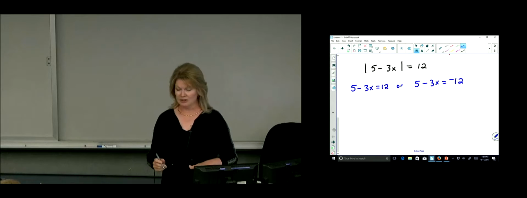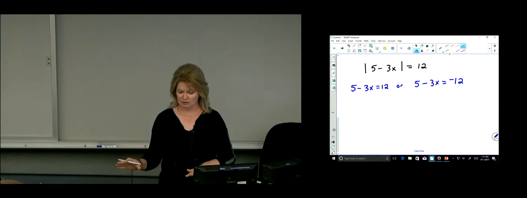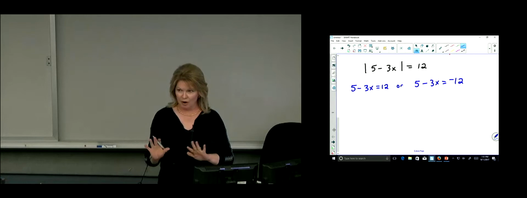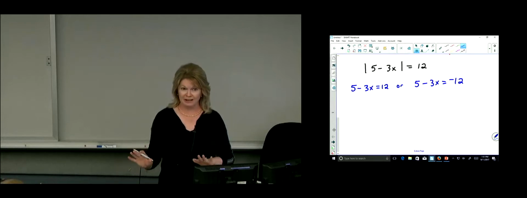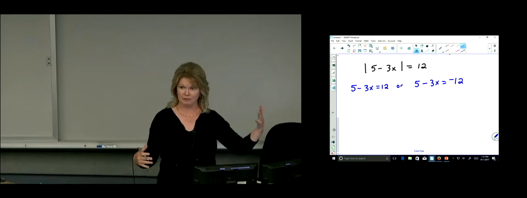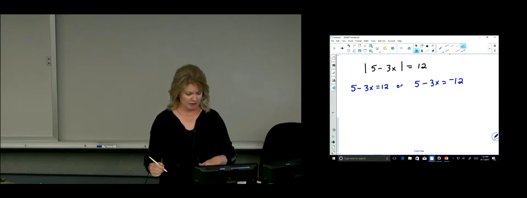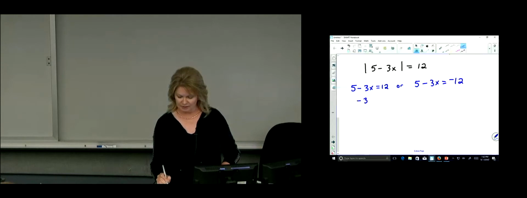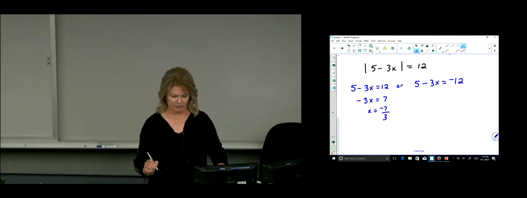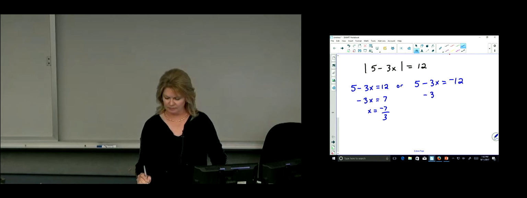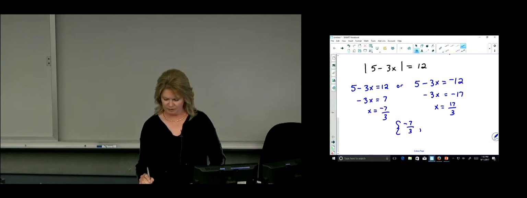All right, so notice I have two equations to solve. So now it's easy. The hard part, or the new thing in absolute value, is just setting it up. Once you set it up, everything in solving is what we've already done. Okay, so we would subtract 5 from both sides here, and then divide by -3. And do the same thing on the other side. Subtract 5 and divide by -3. We have two answers.